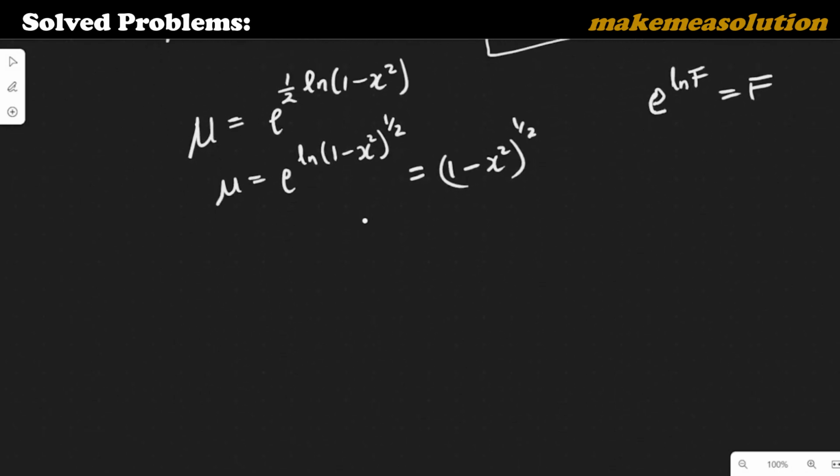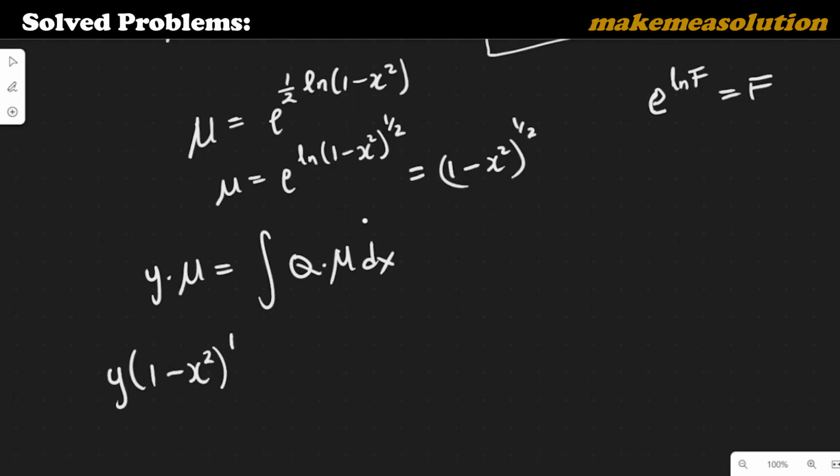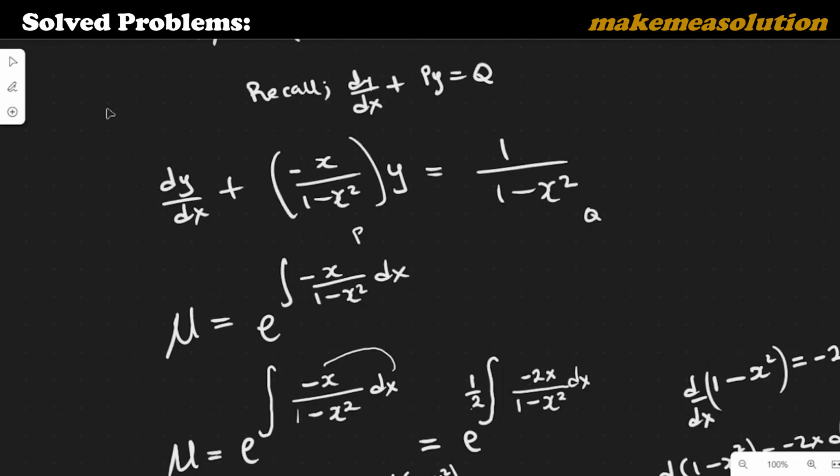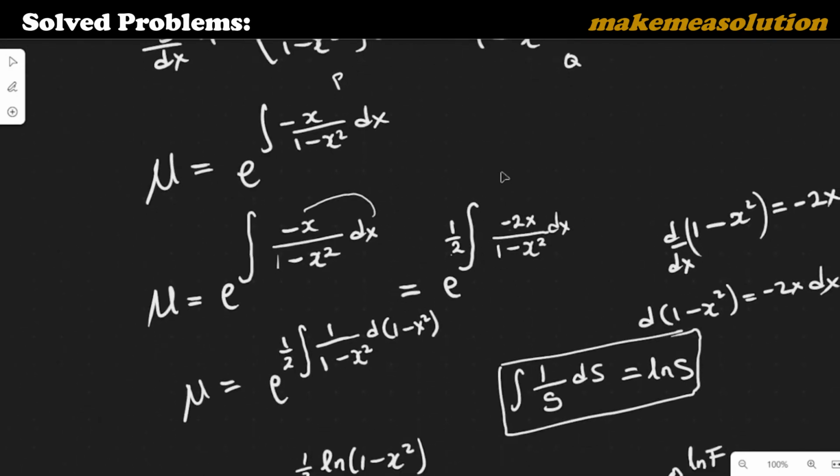So remember the formula to apply mu: y times mu is equal to the integral of q times mu dx. So all we just need to do is to get what q is from the linear form. The q that we got, let's just trace it back to the linear form. This is our q over here. This is our q: 1 over 1 minus x squared.